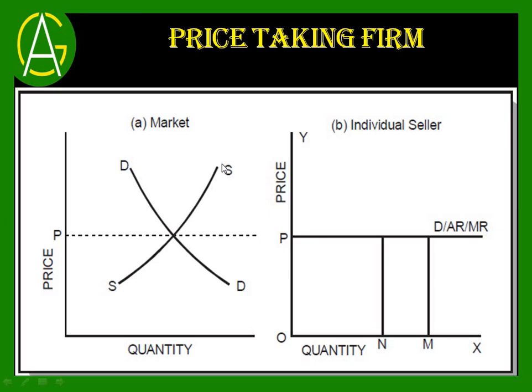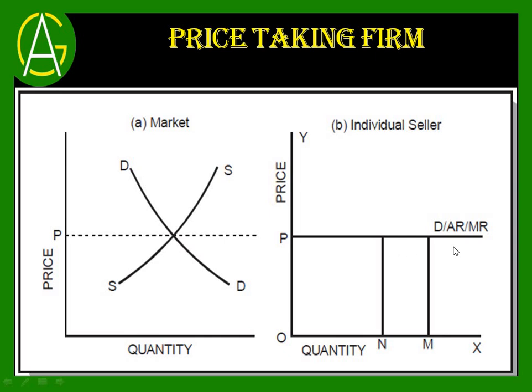Here DD is the demand curve, SS is the supply curve. At the point of intersection, the price is determined. OP price is determined in the market. The firm is a price taker, so the firm will also accept the OP price. The firm has taken the price from the market. Now this is the price line of the firm. Friends, you need to remember that in a perfect competition market, the price line is also the demand curve. It is also the average revenue curve, and it is also the marginal revenue curve of the firm.